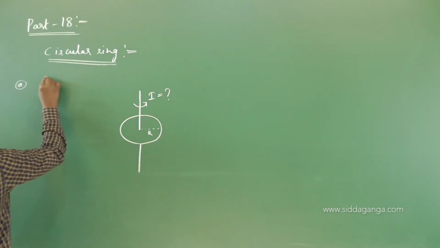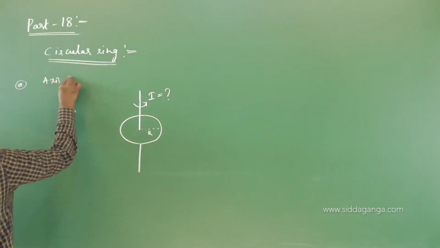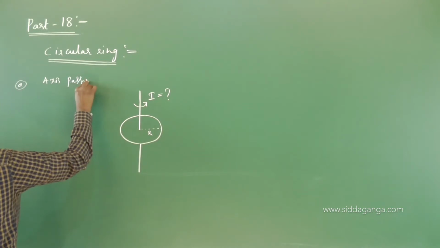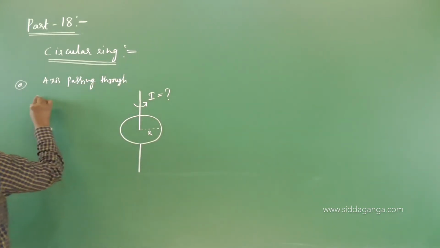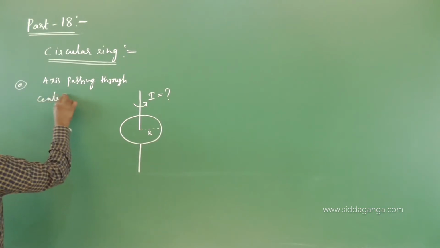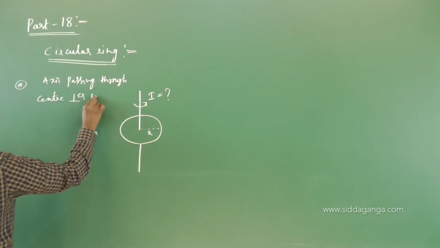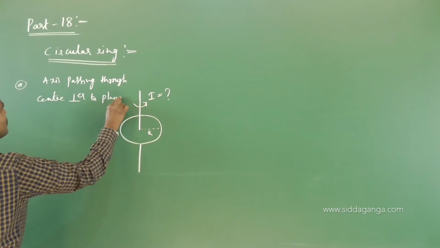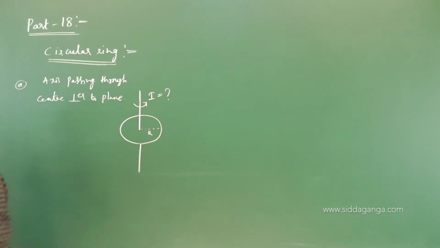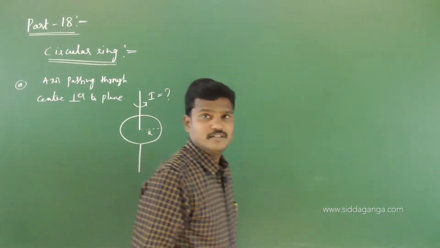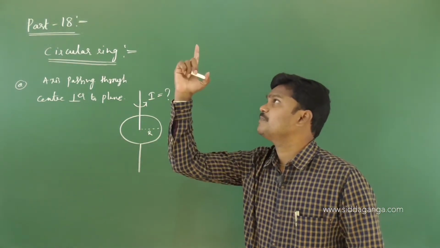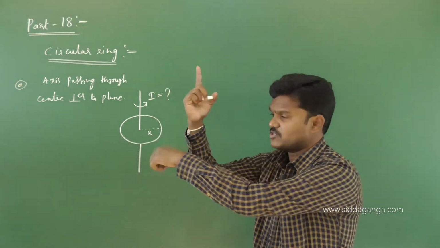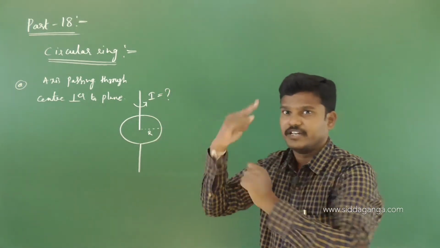Let me write the first one: axis passing through the center perpendicular to the plane of the circular ring. So this is the ring, and the axis passes through the center perpendicular to the plane of the ring. Now the ring is rotating like this.